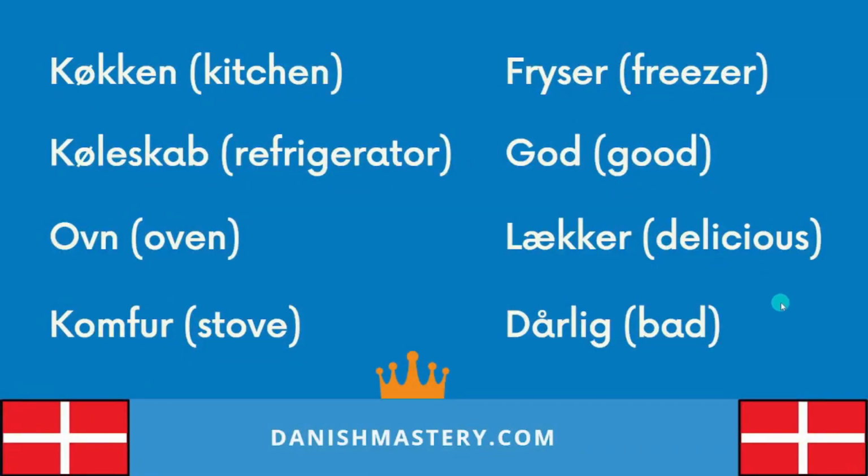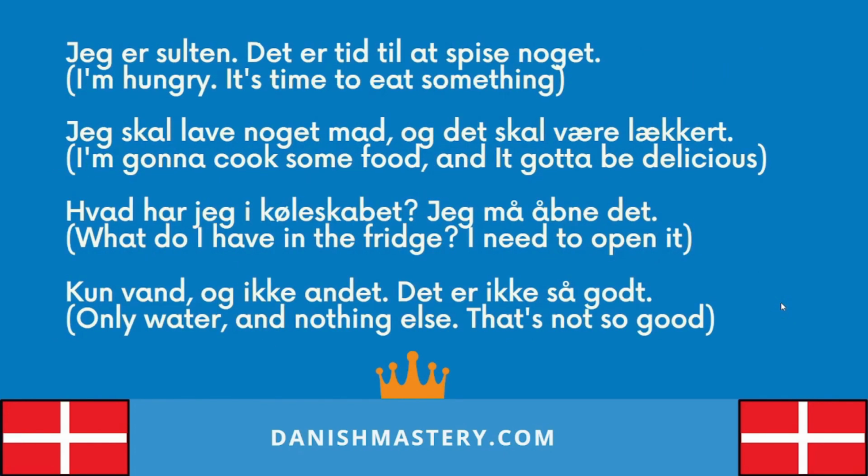Oh yeah. Now, here we have some examples, and I tried to make the text sort of coherent, like there's some connection between them. Not all the time, but I tried. So let's see. Jeg er sulten. Det er tid til at spise noget. Jeg skal lave noget mad, og det skal være lækkert. Hvad har jeg i køleskabet? Jeg må åbne det. Kun vand og ikke andet. Det er ikke så godt.